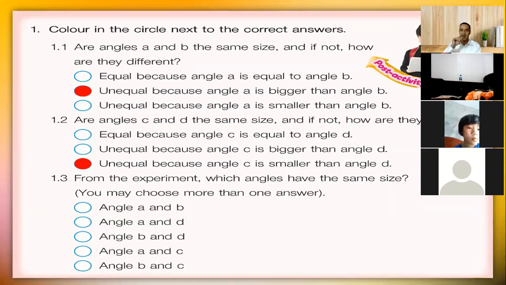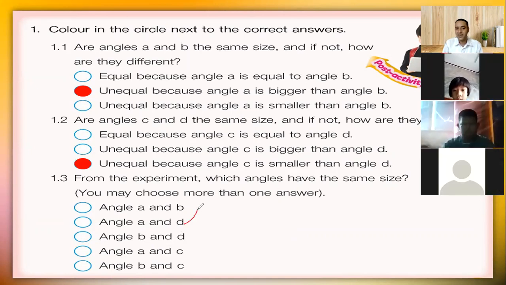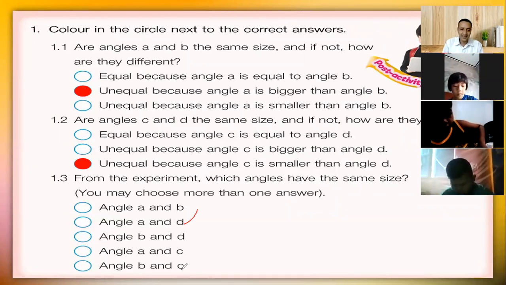You can choose more than one. Which angles are the same size? A and B, A and D, B and D, A and C, or B and C? Angle A and D. Okay, angle A and D. Okay, this is the correct answer. Okay, any other angles that are the same size? B and C. Angle B and C, that is the correct answer.